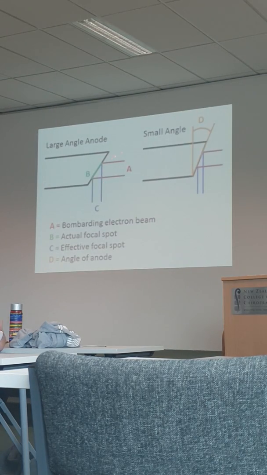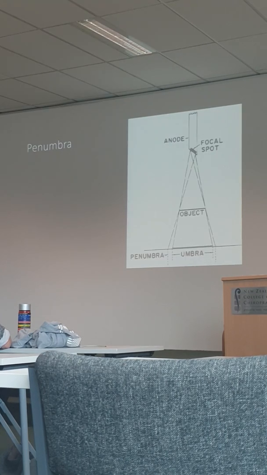Here we go. This is a large angle. This is the actual focal spot, so where the electrons actually hit the anode, and this is the effective focal spot here. And that's the size that the patient would see. The patient would be standing down here. Then with a smaller angle, you get a smaller effective focal spot.